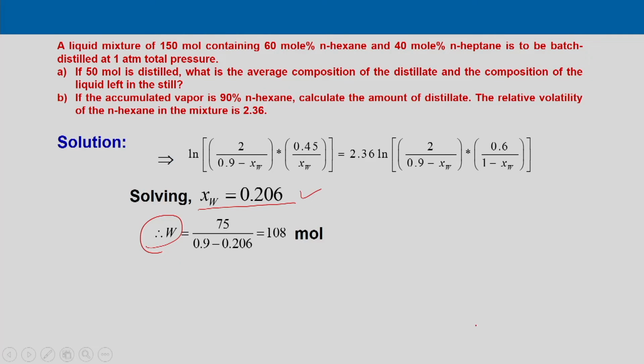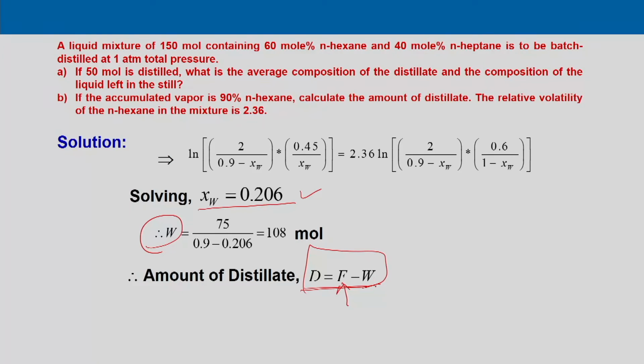So, once W is known to us, now the distillate we can calculate from the total material balance equation. Feed is known to us, and W we have now calculated. So, it is 150 minus 108, which will give 42 mole. So, 42 mole of distillate. So, for the second problem, where the accumulated vapor is 90% in hexane, and we need to calculate the distillate amount, the distillate we can calculate this way is about 42 mole.